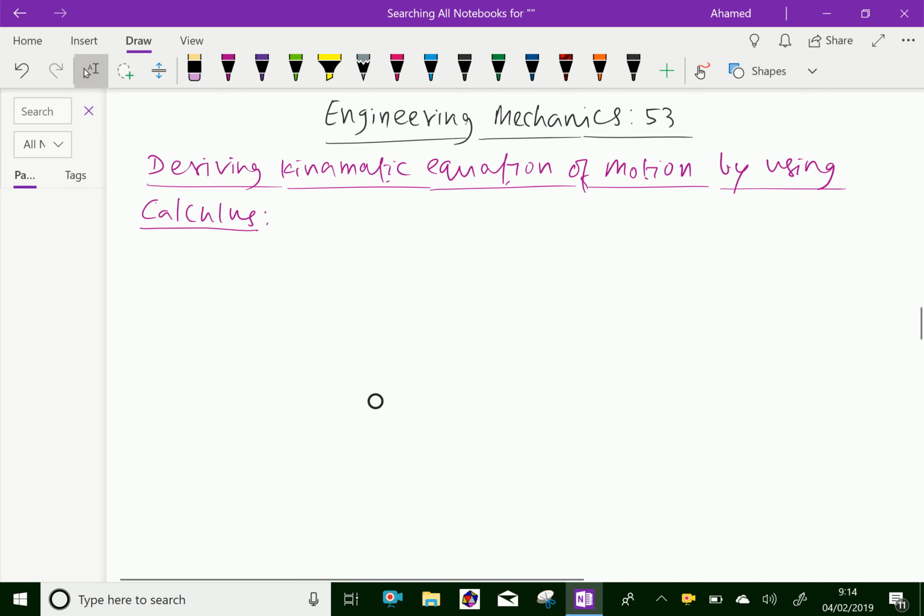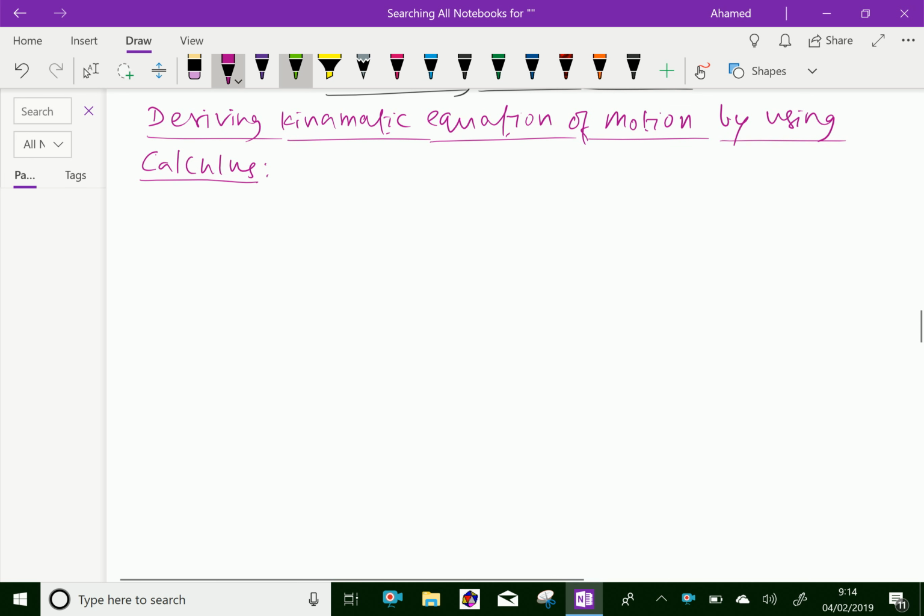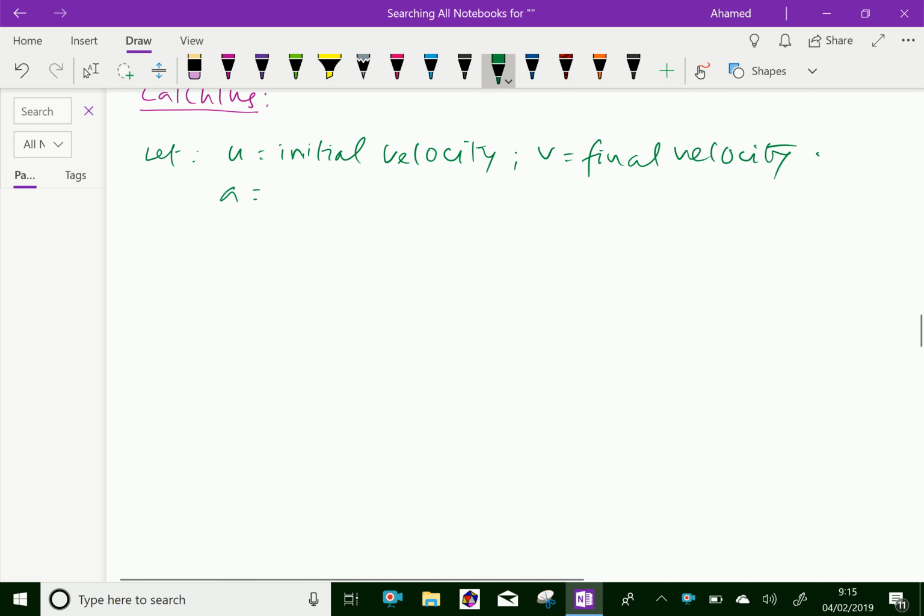Now, let u equal initial velocity, v equal final velocity, a equal uniform acceleration, t equal time taken by the body to travel s distance, and s equal distance traveled.